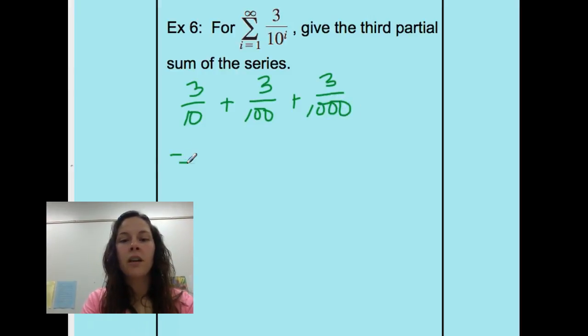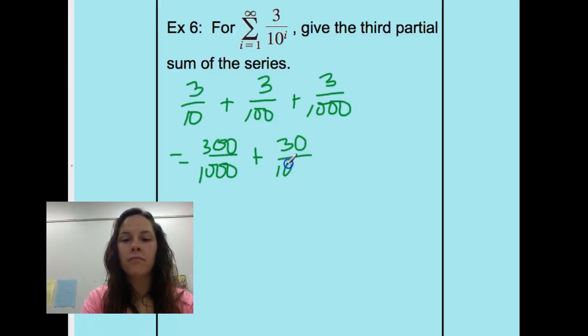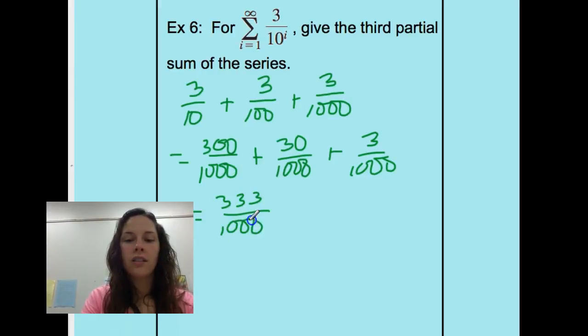First, we need a common denominator, so I'm going to multiply my first term by 100 over 100. I'm going to multiply my second term by 10 over 10. And of course, my third term has that common denominator. So when we add these all together, we get 333 1,000ths, or in decimal form, 333 thousandths.